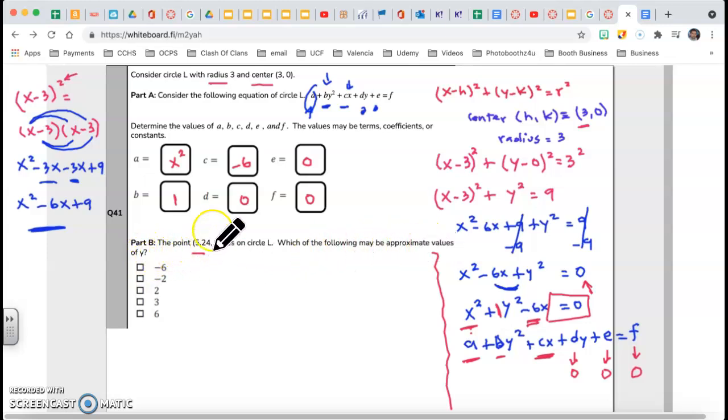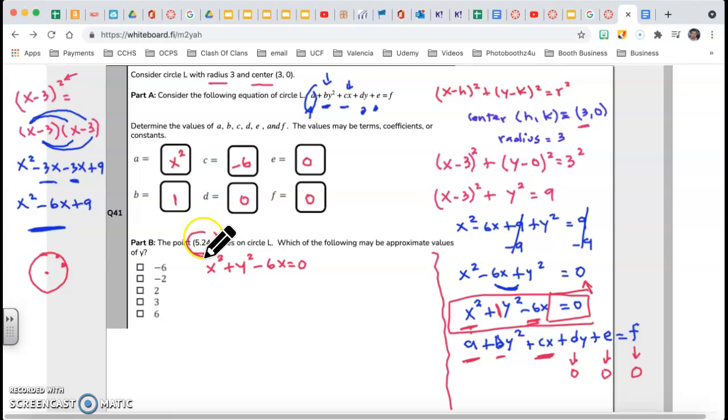Alright guys, so here we go. They're giving me a point. So this is my circle, right? This is the center, we have the center 3, 0, and the radius is 3. So this point that they're giving me, 5.24, y, I have no idea where the point is, but it's touching the circle somehow. Because this is the equation of the circle, because we just found it. This equation is the equation of this circle.